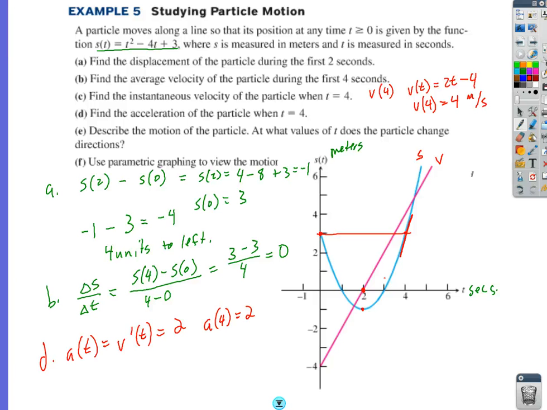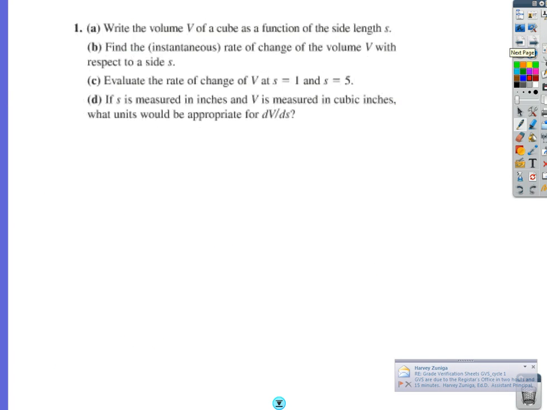All right, part F says use parametric graphing. We're not going to worry about parametric graphing. That's for BC people. Okay, let's keep going. I know, long one. Bear with me. Here we go.